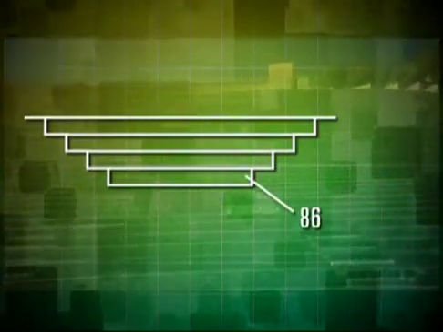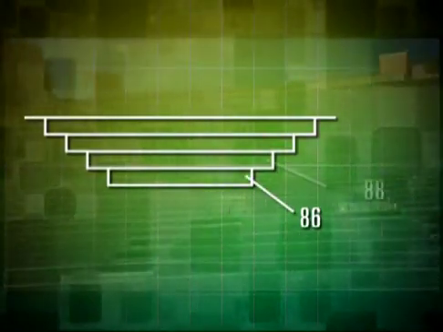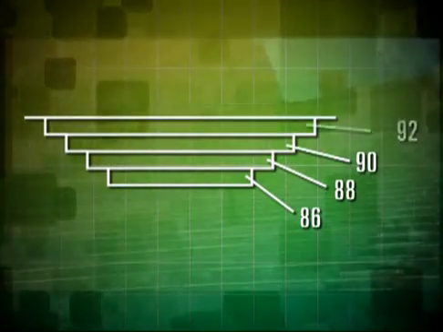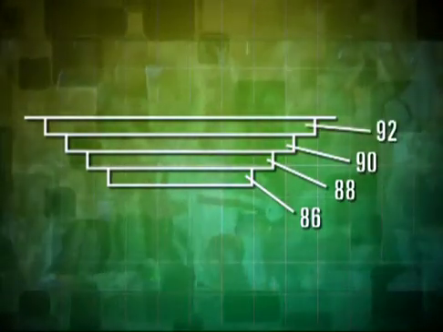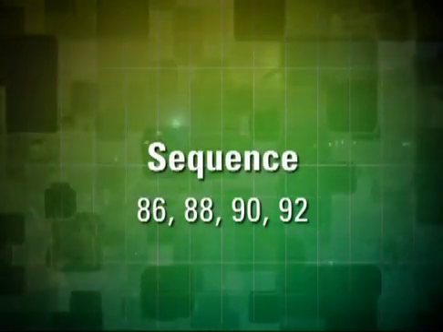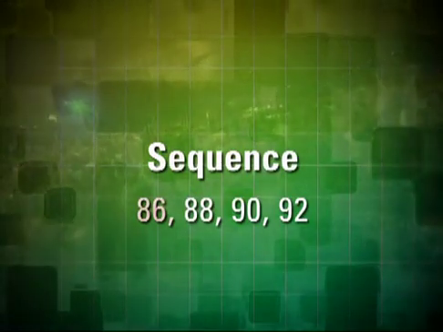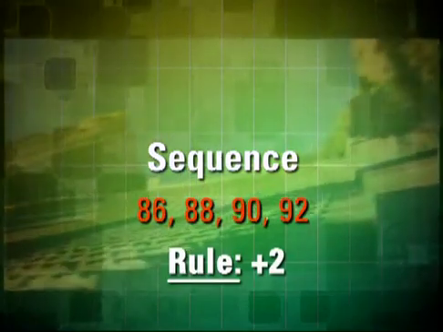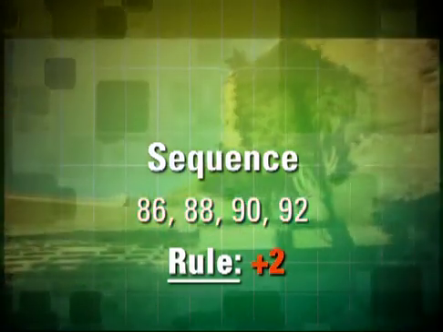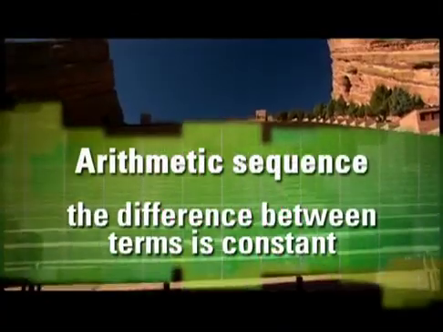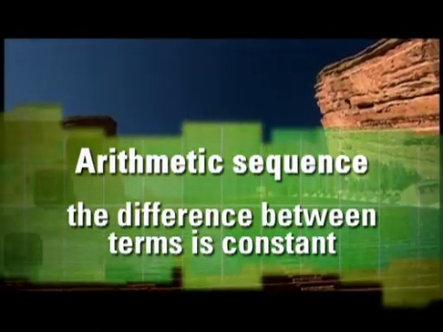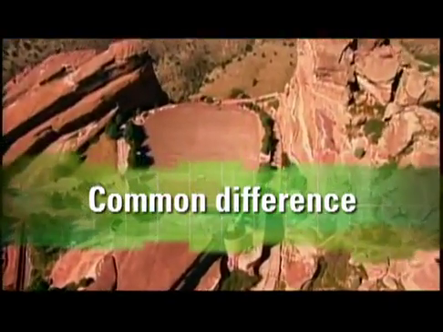Let's say there are 86 enthusiastic fans in the first row, 88 in row 2, 90 in row 3, and in row 4, 92. The first 20 rows follow that pattern. It's an example of a mathematical sequence, an ordered list of numbers. Each element is a term in the sequence. In this case, the simple rule that governs the sequence is easy to see. Each term is 2 more than the previous term. This is an arithmetic sequence because the difference between any term and the term before it is constant. It's called the common difference.